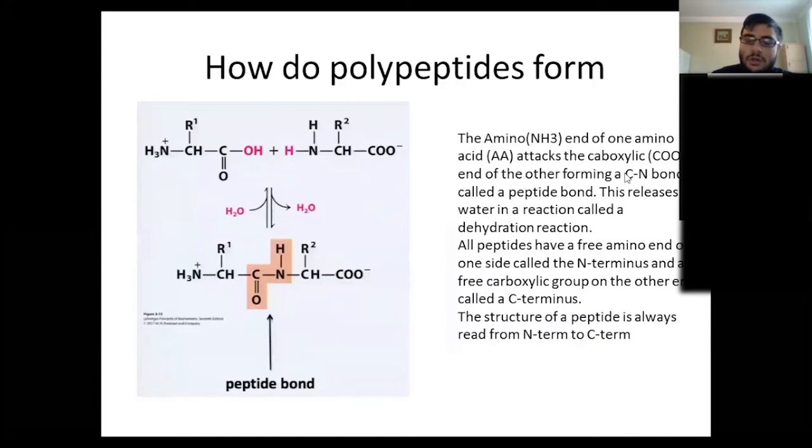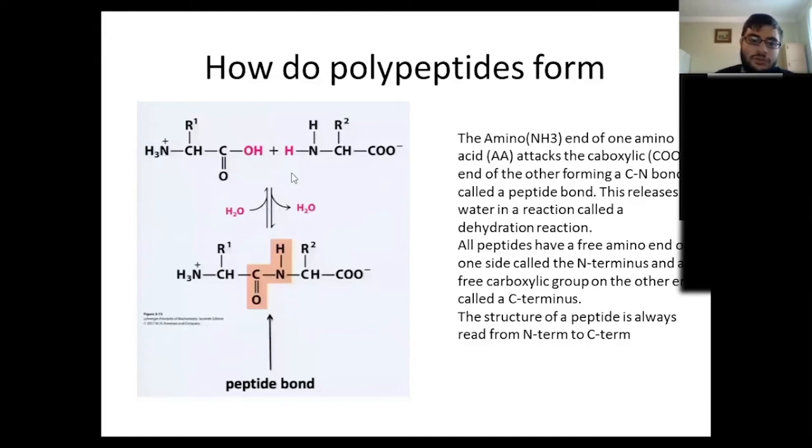This releases water in a reaction called a dehydration reaction, as you can see. So you have one amino acid right here, and it has C double bond O, OH, and this one has the amino group NH2. When they combine, the C and the N form a covalent bond called the peptide bond. The OH of this one in pink and the H of the amino group, also in pink, actually come out to make room on the C and the N so they can have an extra bond, because you can't break the bonding rule. The water comes out and you make a peptide bond. And because water comes out, the molecule becomes dehydrated. The molecule loses water, and that's why it's called a dehydration reaction.